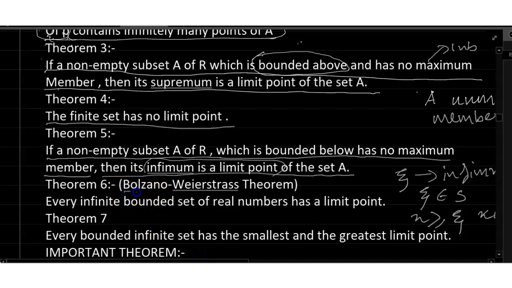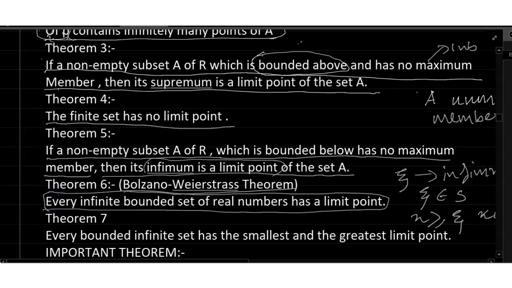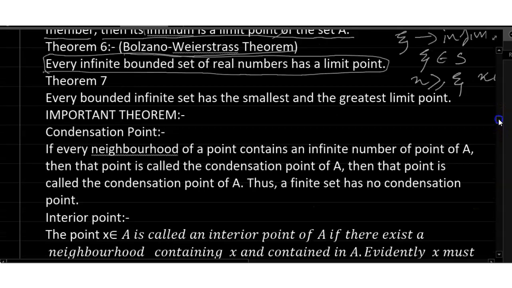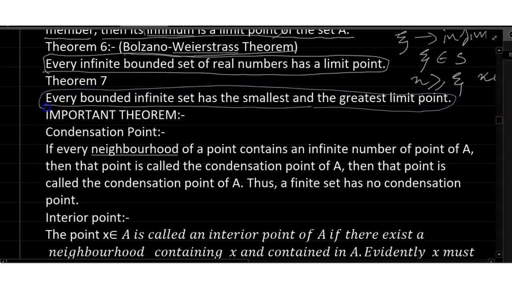Bolzano-Weierstrass theorem: every infinite bounded set of real numbers has a limit point. This is very important. Every infinite bounded set of real numbers has a limit point. Every bounded infinite set has the smallest and the greatest limit point.